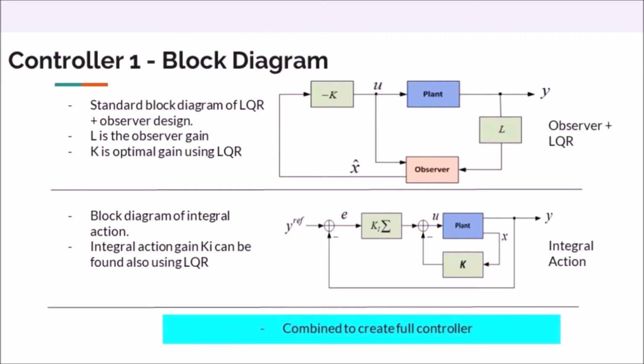Okay, on this slide, you can see what I was discussing in the previous slide. In the top diagram, we have just the observer estimating the state values x hat, and that goes into the negative K, which is the LQR control optimal gain. Below this, we have a state feedback being fed into the summer with Ki, which is the integral action gain. You can see that the summer for the integral action is feeding the error of our command signal Y reference, which is our command signal, minus our output Y, which is the output of the plant. This diagram shows how we can account for that steady state variation.